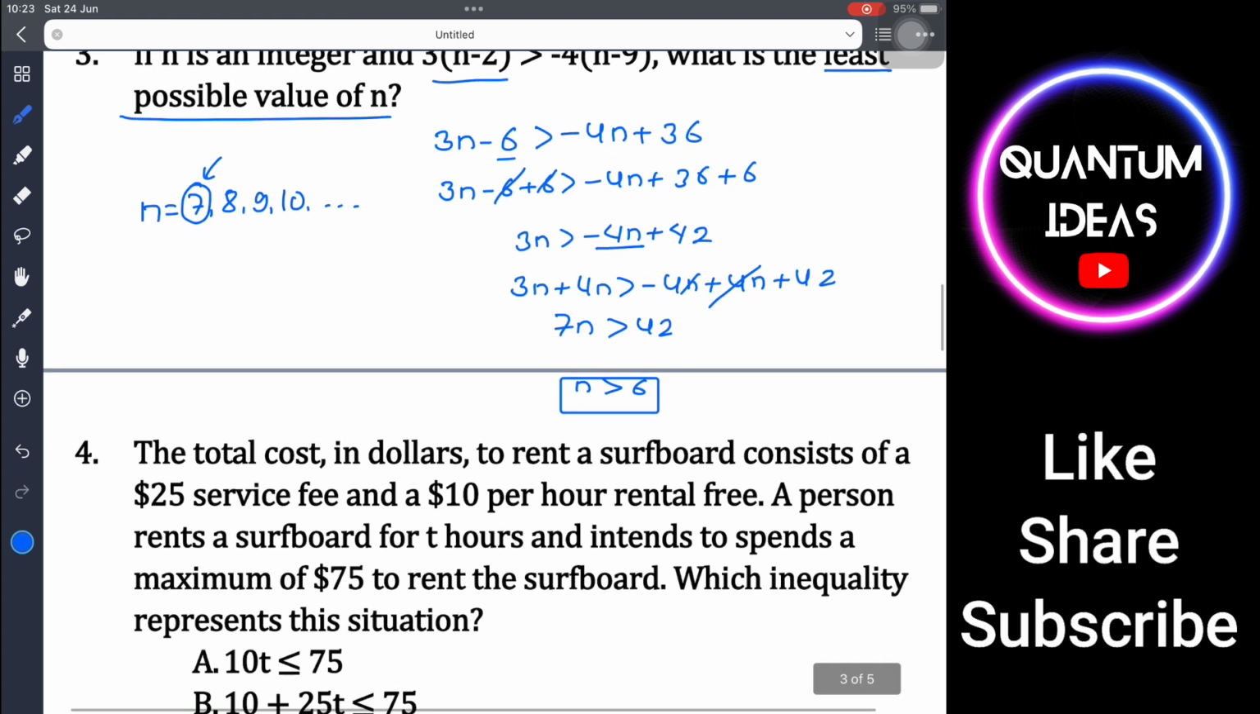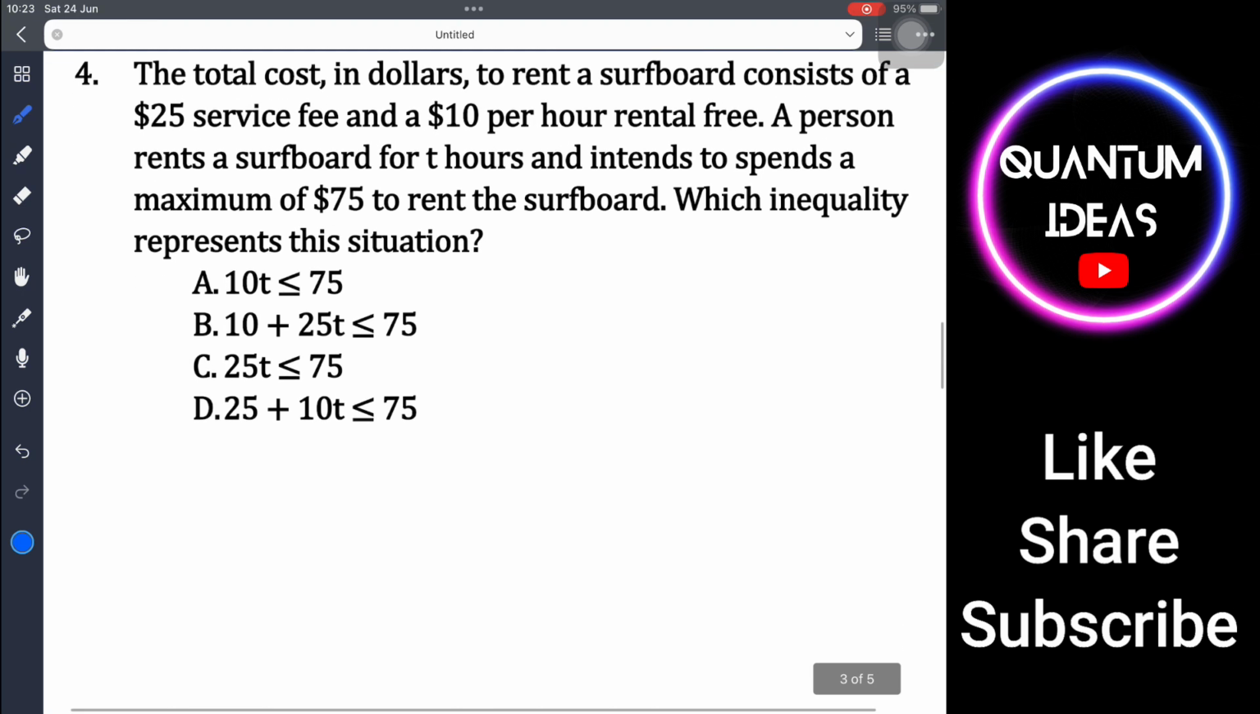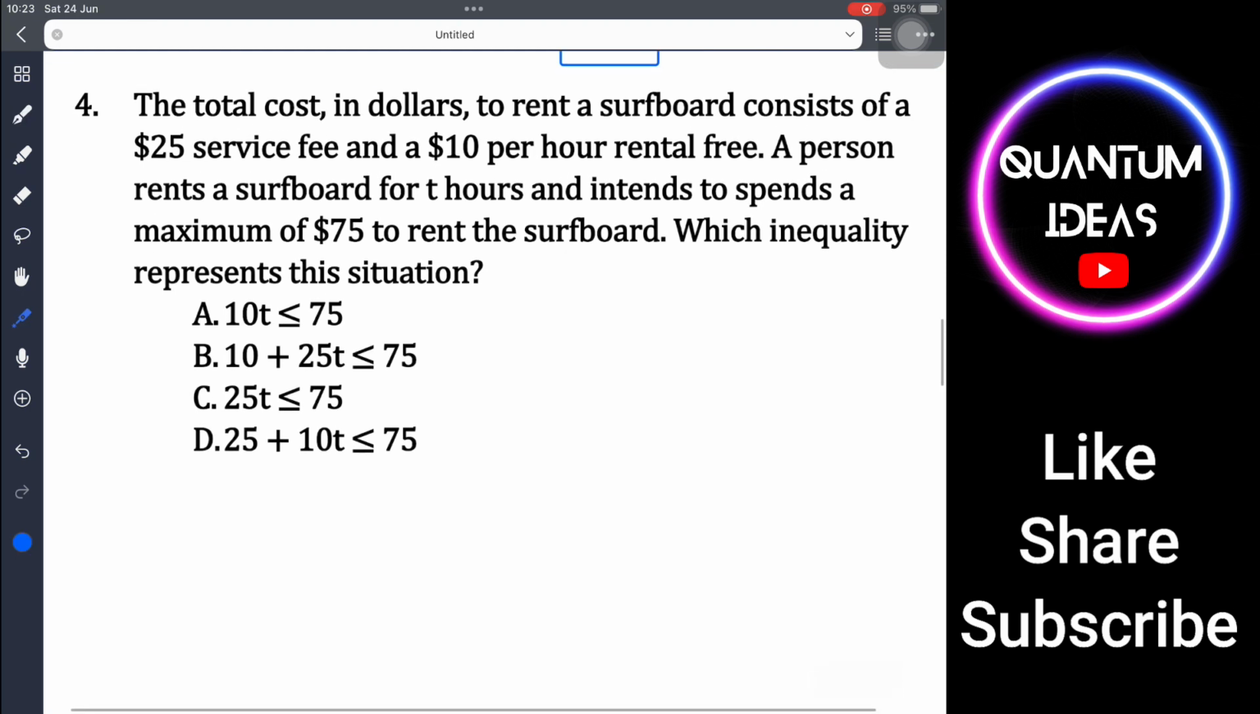Okay, let's go to number 4. So it's the word problem. The total cost in dollars to rent a surfboard consists of a $25 service fee and a $10 per hour rental fee.